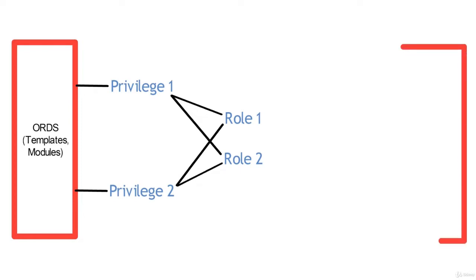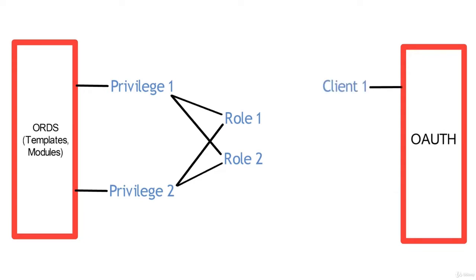And in the OAuth, we have to create clients. So let's say we have two clients, client 1 and client 2, which are created from OAuth, and then we need to grant them the roles defined in the ORDS. So this is a many-to-many relationship as usual. Each client can have many roles and each role can be assigned to any clients. So in that way it's happening.